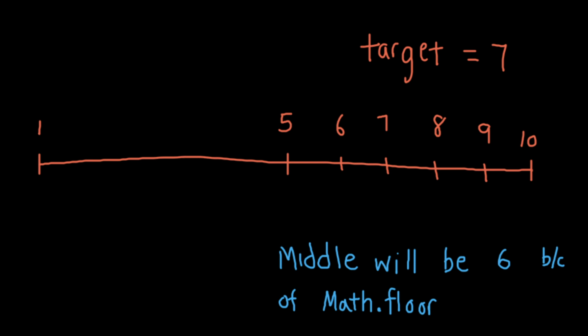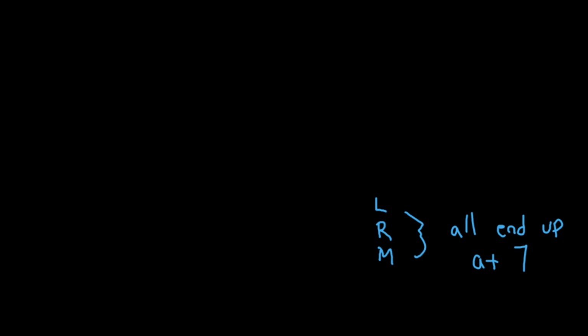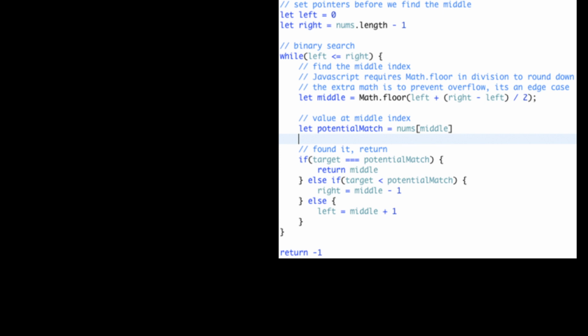Okay, right. Middle will be 6 because of math.floor. And then at the next step after that, left, right, and middle all end up at 7, and that's how you find the answer. Okay, so let's take a look at the code. Here's the code. As we say, it's not very long.